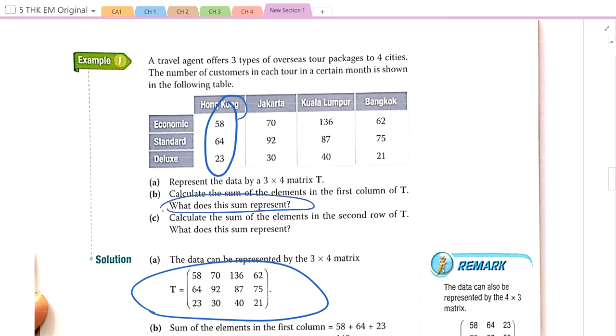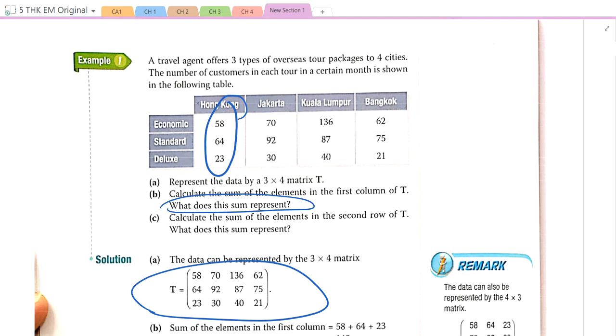What does this sum represent? What does this represent? You add them up. What does it represent? No, be more specific. The types of overseas package. The types, no, there are only 3 types. Be more specific. Total number of customers going to Hong Kong. Yes. So total number of customers going to Hong Kong.